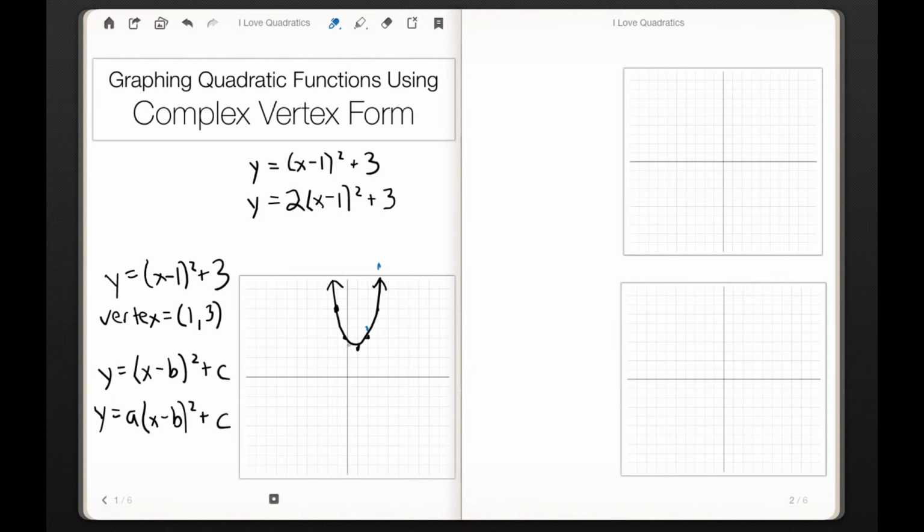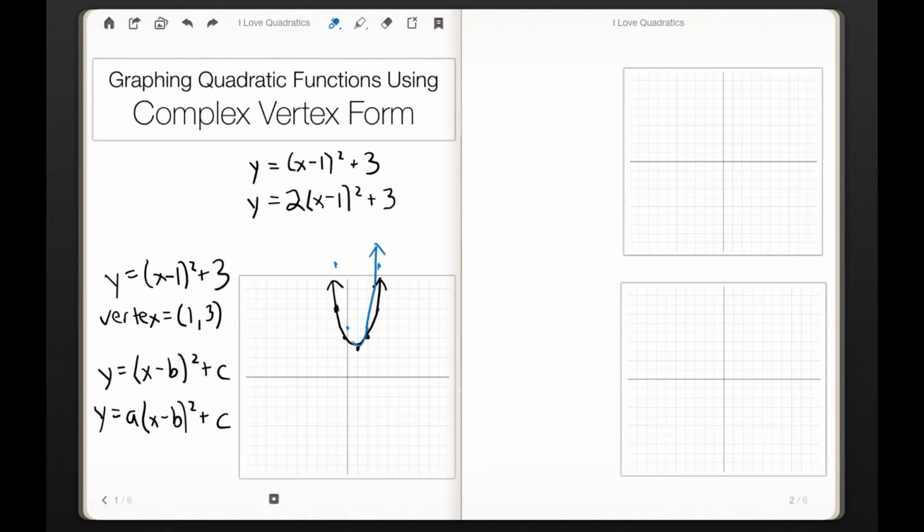Now for this one, going to the left, it's the same. Instead of y going up by 1 when we move over by 1, y is going to go up by 2. And then instead of y going up by 3, when we move over again, it's going to go up by 6. So up 1, 2, 3, 4, 5, 6. So this is basically the same graph, except now it's increasing twice as steep.